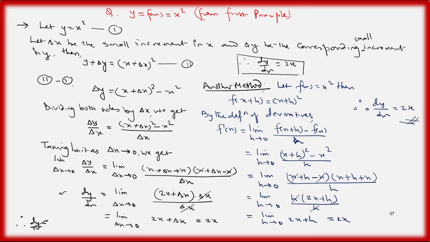This is another method, or derivative of x square is 2x. In this way, we find the derivative of x square as well.